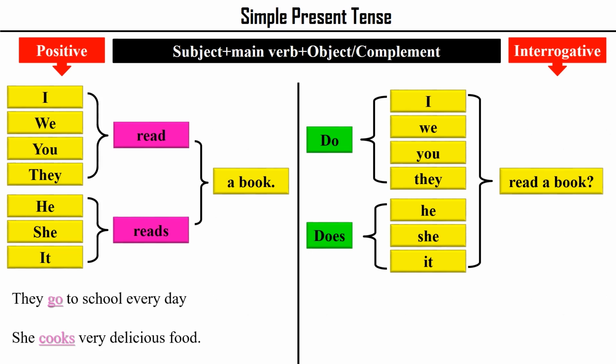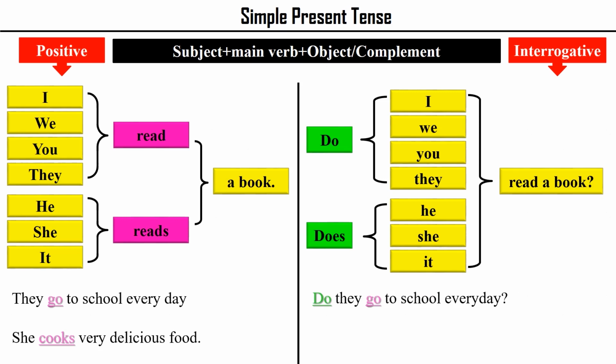Do I read a book? Do we read a book? Do you read a book? Do they read a book? Does he read a book? Does she read a book? And does it read a book?